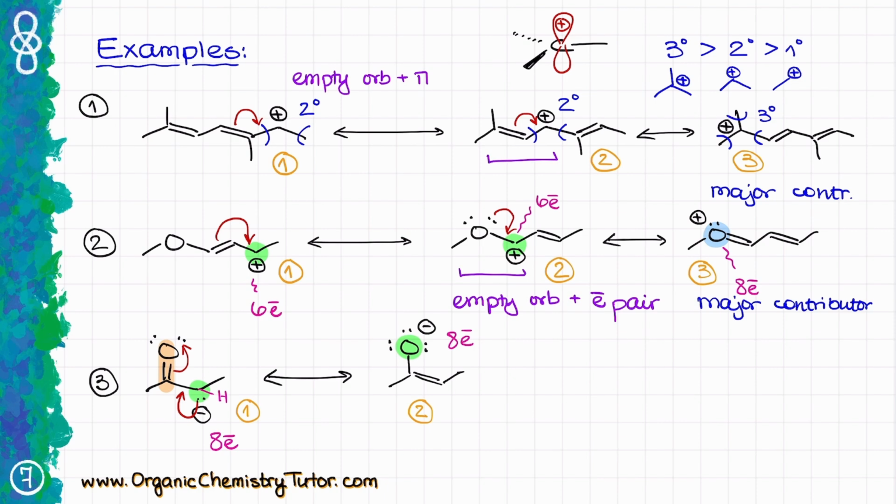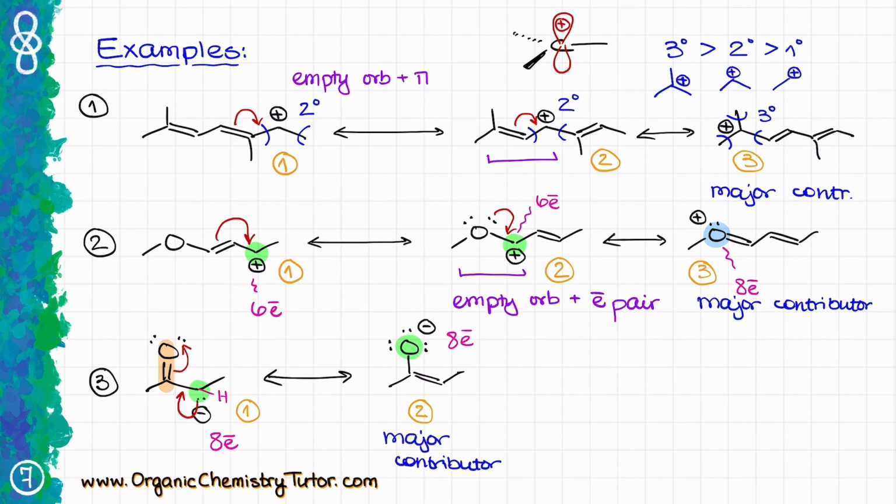So in this case, the deciding factor is going to be the electronegativity of the element with a negative charge, which means that oxygen, having a higher electronegativity, is going to be able to stabilize the negative charge better, making my molecule number 2, or I should rather say my contributor number 2, the major resonance contributor.